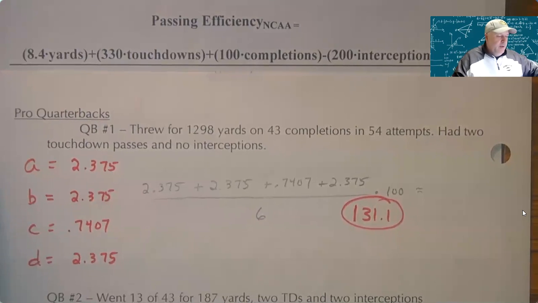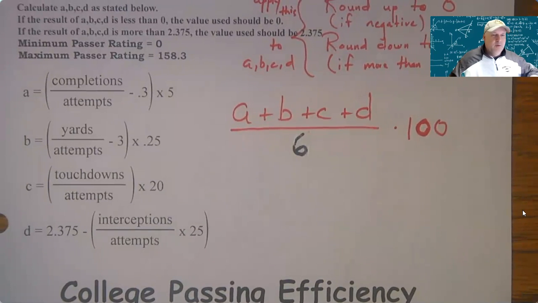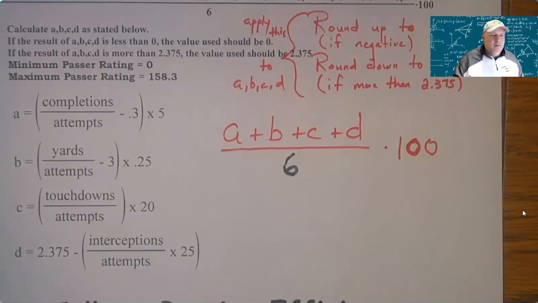And so on this page of notes here, you need to go through and do this with the concept that if the result of A, B, C, and D are less than 0, then the value you use is 0. If the result is more than 2.375, then you just use 2.375.